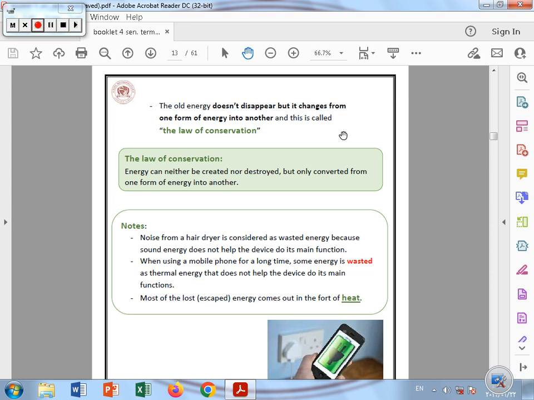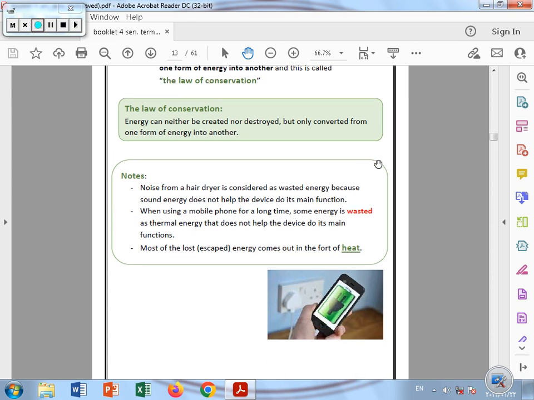So what is the law of conservation? It's changing the energy from one form to another form, and we cannot destroy or create a new type of energy. Not created, not destroyed, but changed or converted. That's the law of conservation of energy. And now let's get some notes.